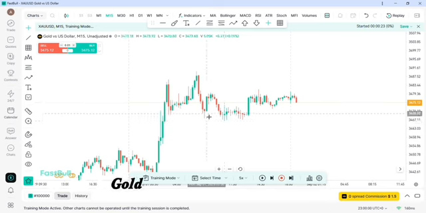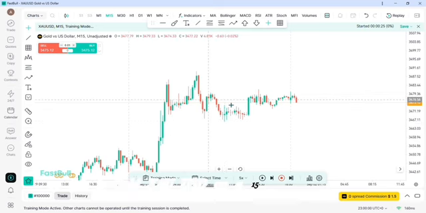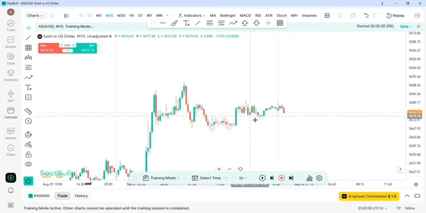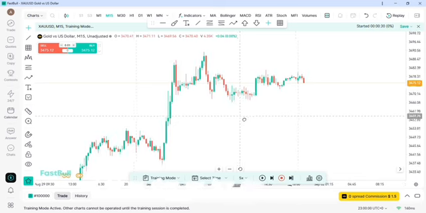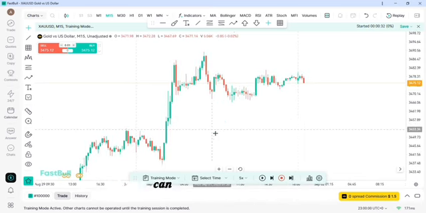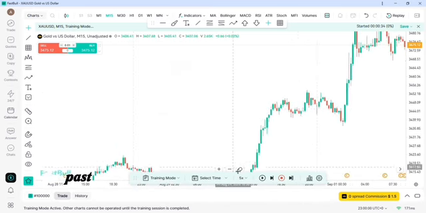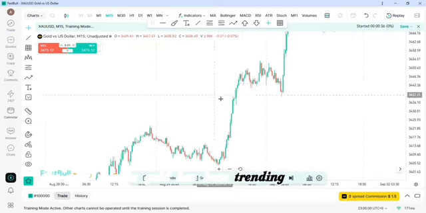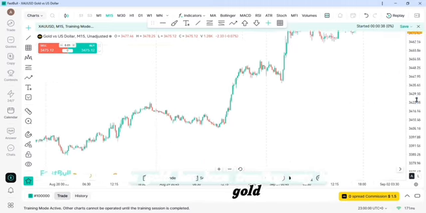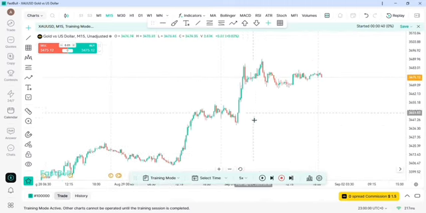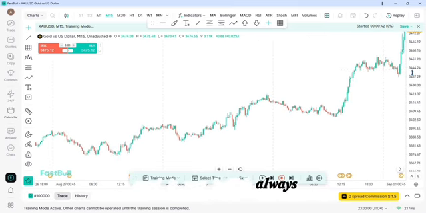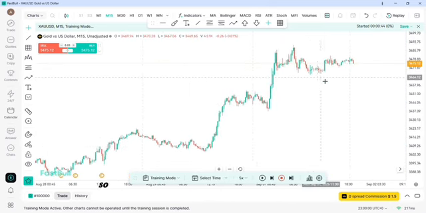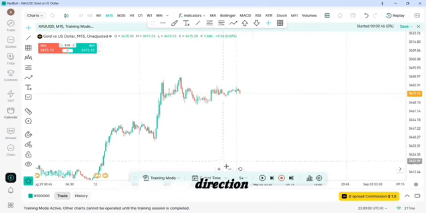So this is gold, XAU USD, on a 15-minute time frame. And let me show you how this strategy works. You can see over the past weeks, the past months, gold has been trending very bullish. And we know the nature of gold. Gold is very bullish always. So we have our direction to be bullish.